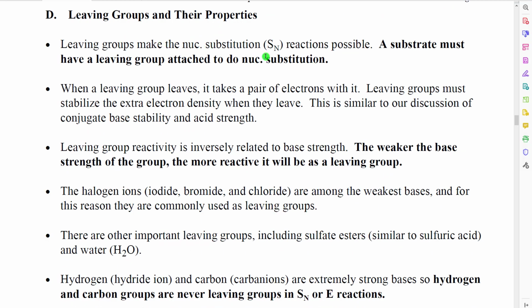Leaving groups make the nucleophilic substitution reactions possible. A substrate must have a leaving group attached in order to be able to do nucleophilic substitution. When we look at what a leaving group does, it basically leaves or breaks a bond to the substrate molecule. And when it does that, it takes a pair of electrons with it. So in order to function as a leaving group, the leaving group must be able to stabilize the electron density that they take away when they leave. This is very similar to what we saw with conjugate bases in our discussion of acid-base strength.